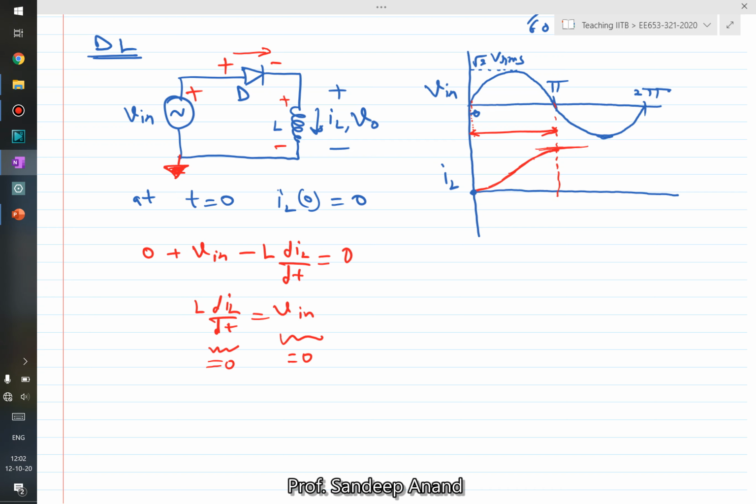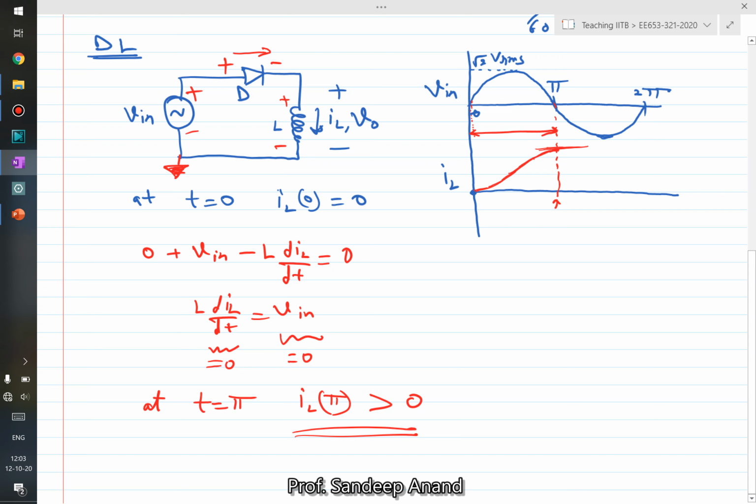Now what happens after that? Immediately after this instant, at t equal to pi, your inductor current is a positive value. So current cannot suddenly stop flowing, and the diode must conduct. Although the input voltage has gone negative, Vin has become negative, the diode will conduct, and the current would still flow through the diode.